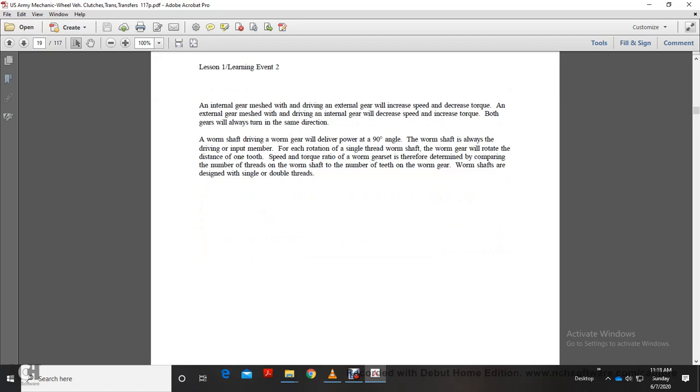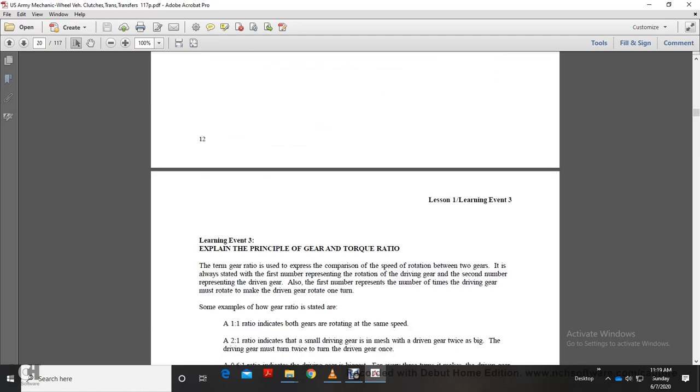A worm shaft driving the worm gear will deliver power at a 90-degree angle. The worm shaft is always the driving input member. For each rotation of a single thread worm shaft, the worm gear will rotate the distance of one tooth. The speed and torque ratio of the worm gear set is therefore determined by comparing the number of threads on the worm shaft to the number of teeth on the worm gear. Worm shafts are designed in single and double threads.